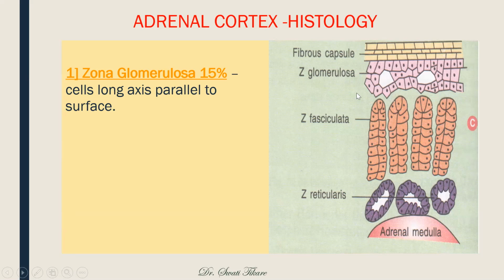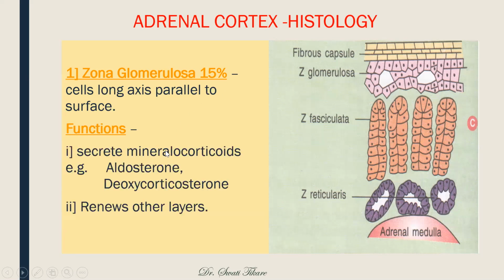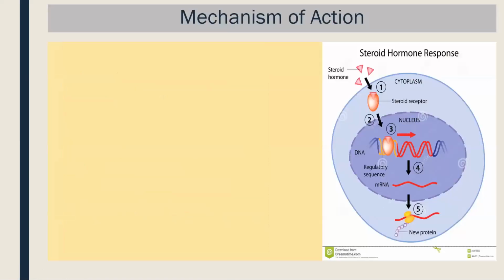Now we are concentrating on the hormone produced by the zona glomerulosa, that is the mineralocorticoids. They secrete the mineralocorticoids aldosterone and deoxycorticosterone. The zona glomerulosa has yet another important function, that it renews the other layers of the adrenal cortex. The cells of fasciculata and reticularis are renewed by the zona glomerulosa.